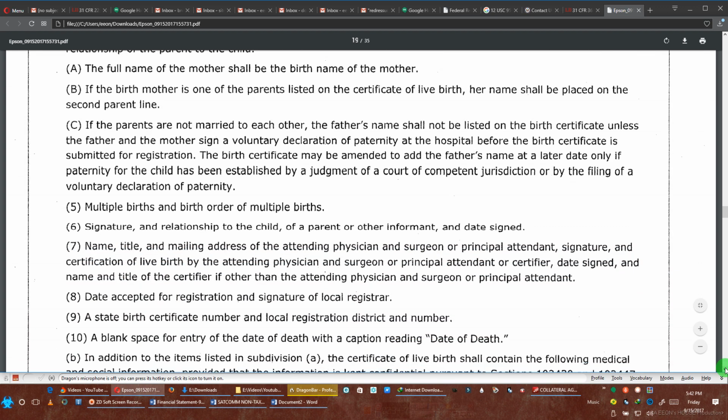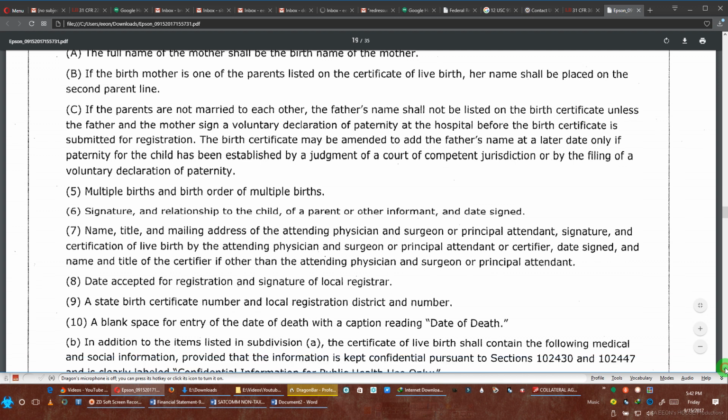If the parents are not married to each other, the father's name shall not be listed on the birth certificate unless the father and the mother sign a voluntary declaration of paternity at the hospital before the birth certificate is submitted for registration. The birth certificate may be amended to add the father's name at a later date only if the paternity for the child has been established by a judgment of a court of competent jurisdiction or by the filing of a voluntary declaration of paternity.